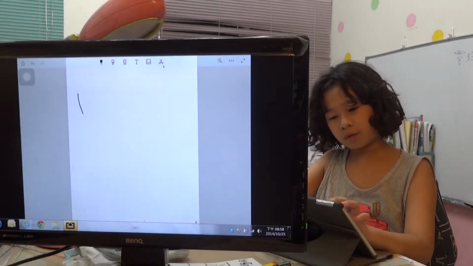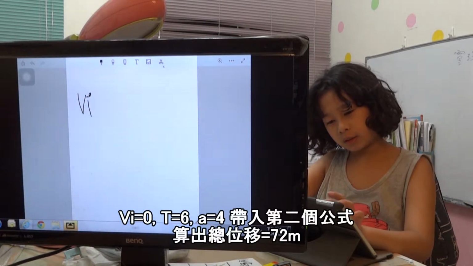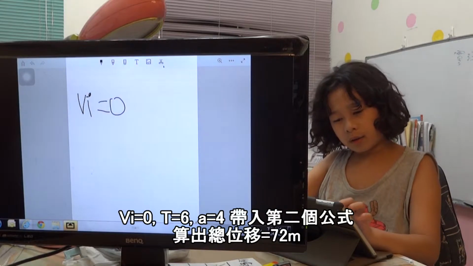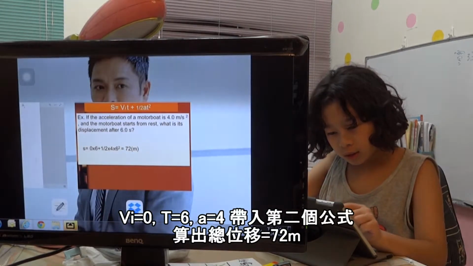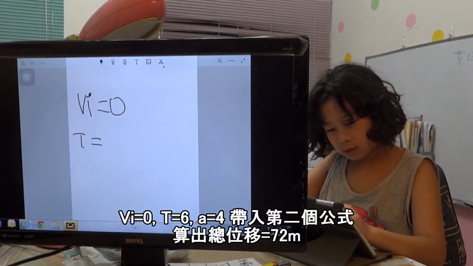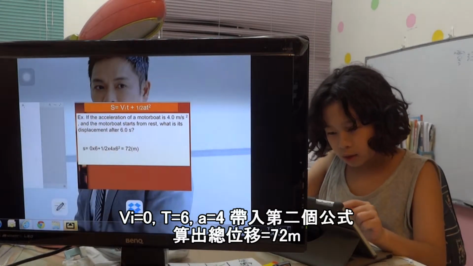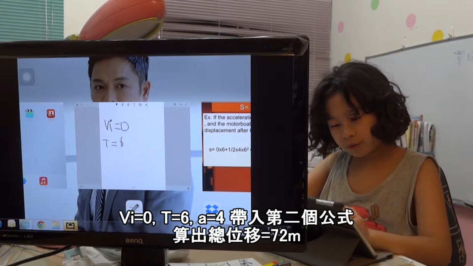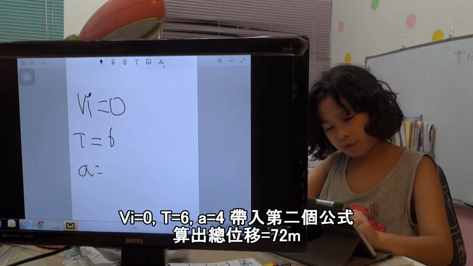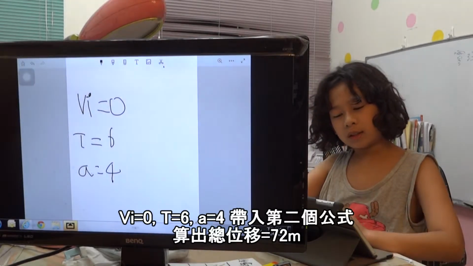So her vi is equal to 0. And her t is equal to, it says 6 seconds. And then her acceleration is 4. So it's equal to 4. Okay, so how to do it?